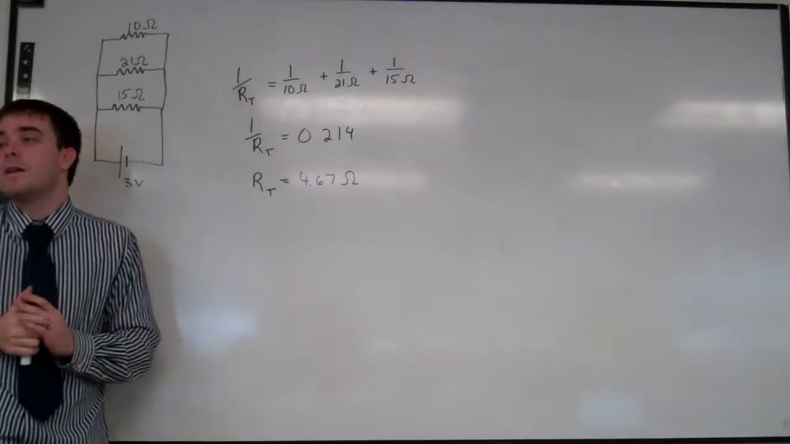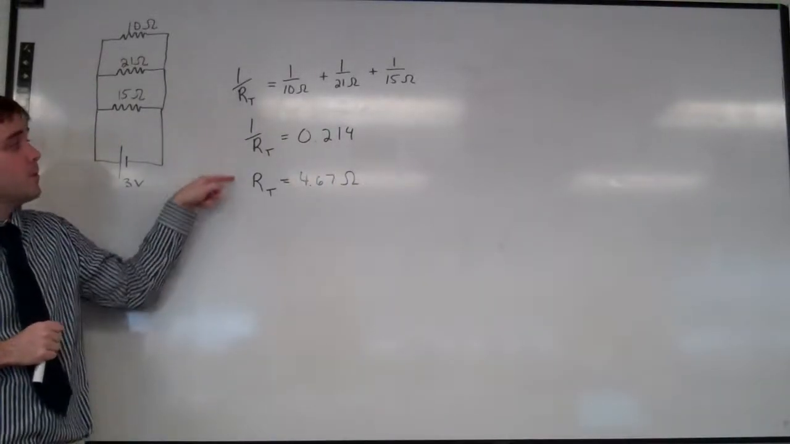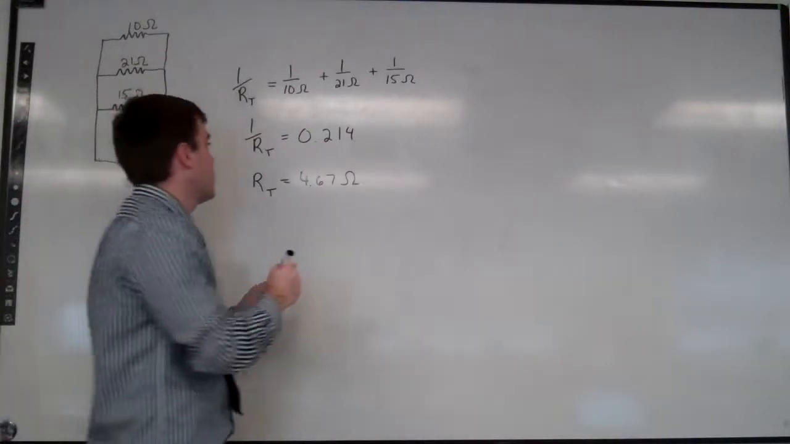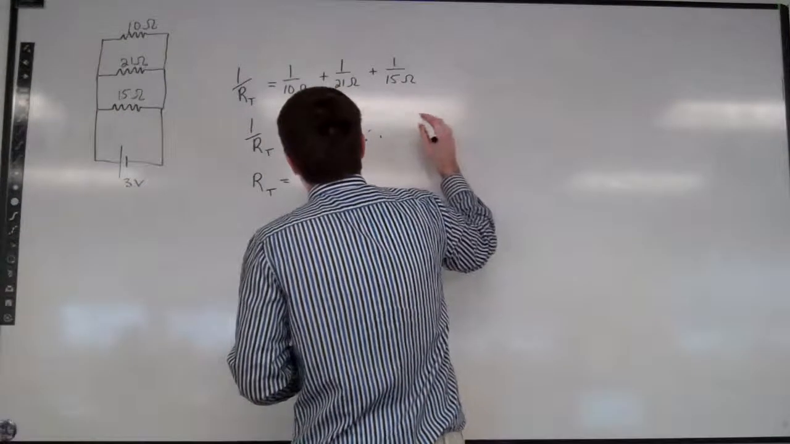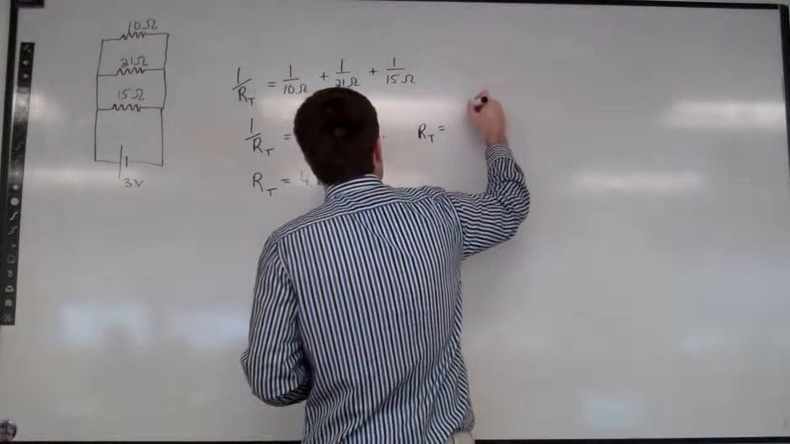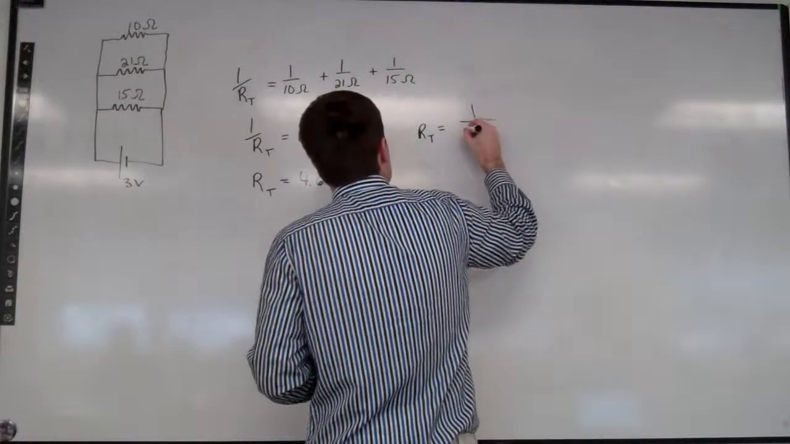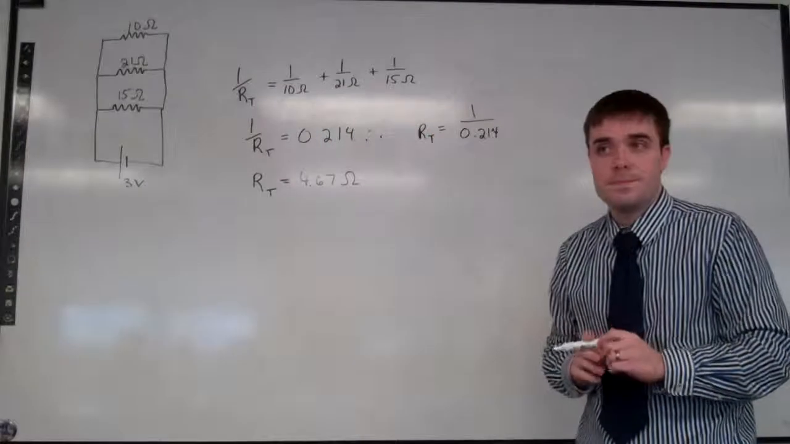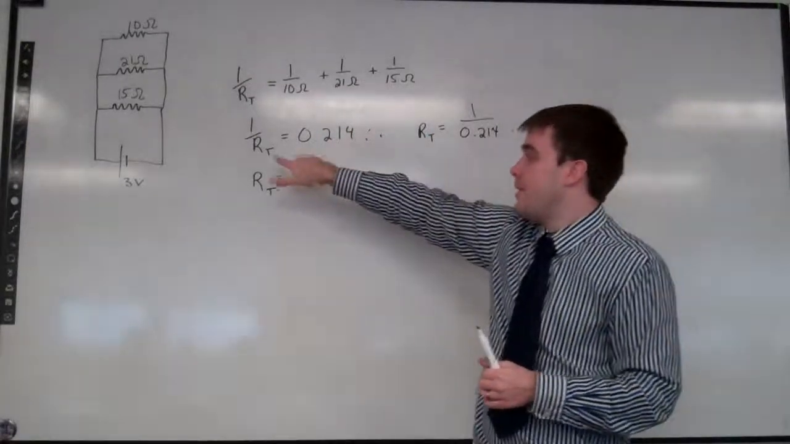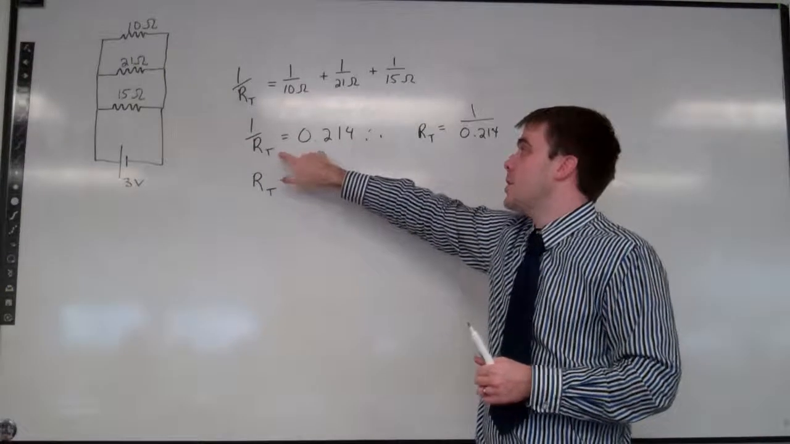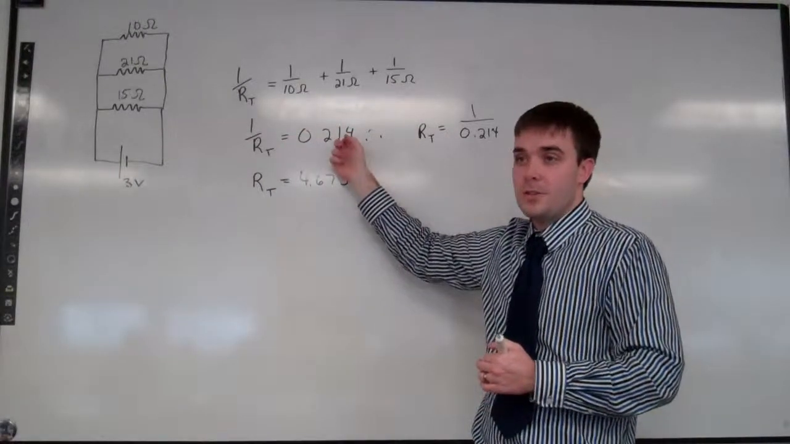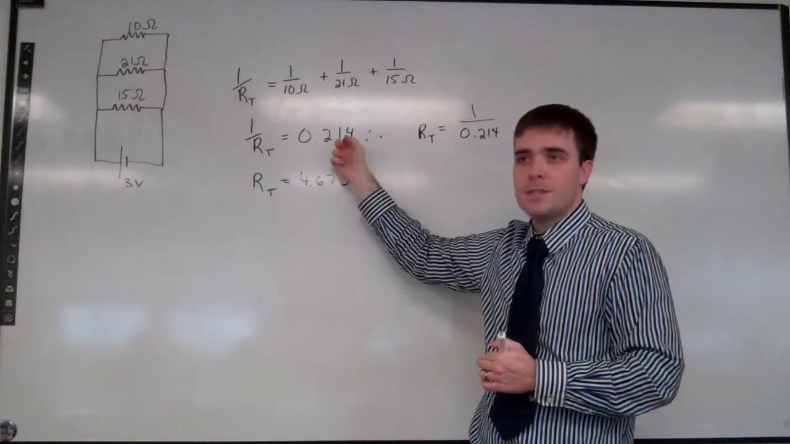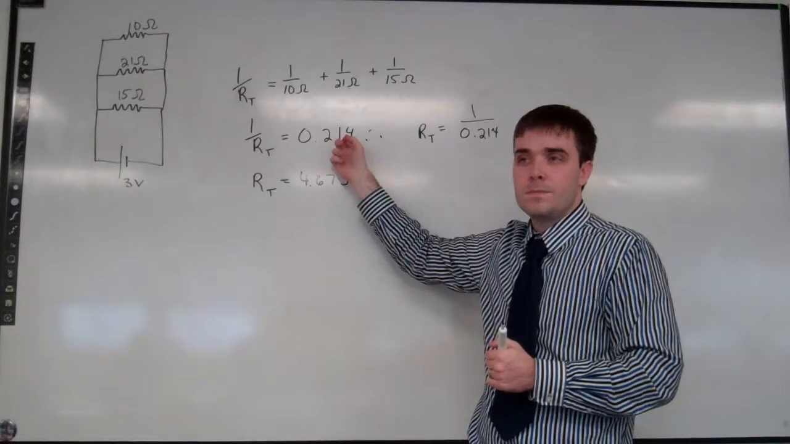From step 2 to 3. How did I go from step 2 to 3? RT equals 1 over 0.214. Does that make sense? So when you get to this step, you just do 1 over this answer over here. Does that make sense? Do you want me to show you the algebra?